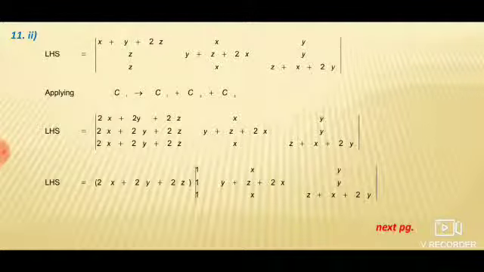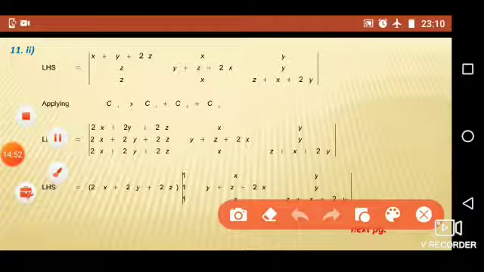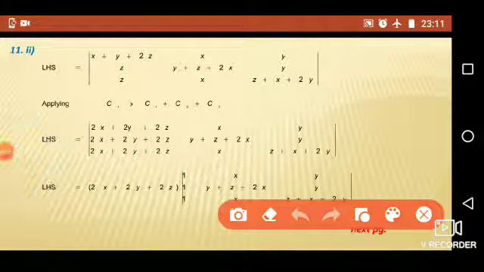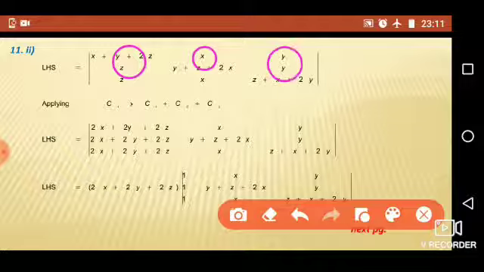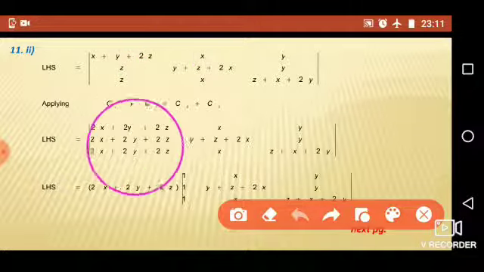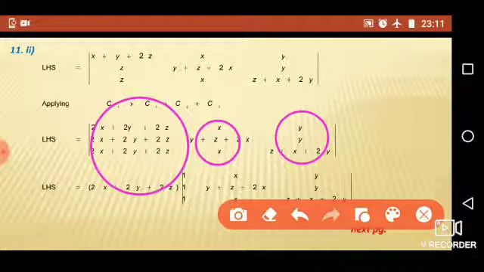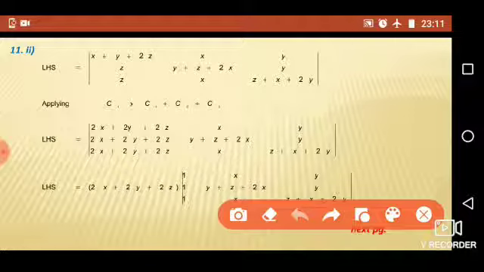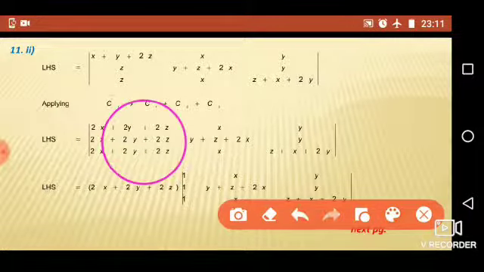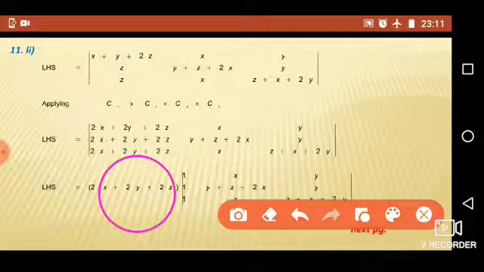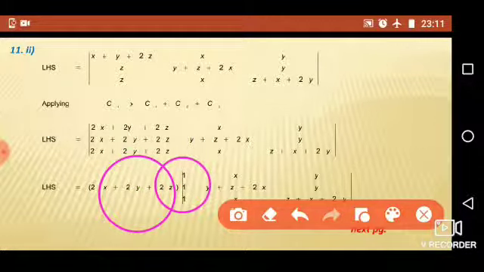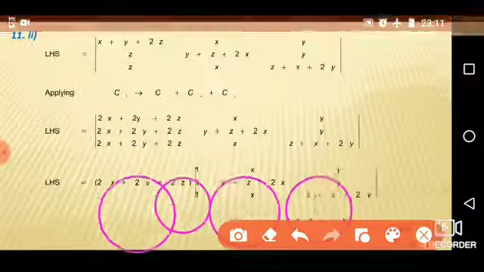Now let me apply the column operation. C1 changes to C1 plus C2 plus C3. Then we have the elements in the first column as 2x plus 2y plus 2z, 2x plus 2y plus 2z, 2x plus 2y plus 2z. Remaining columns as they are. Then there is a common factor along the first column, 2x plus 2y plus 2z, that is taken outside. Therefore we are left with 1s in the first column. The second column remains the same, the third column also remains the same.